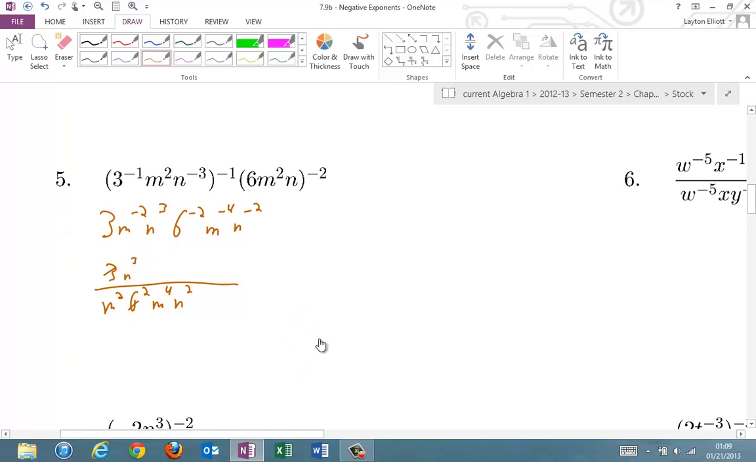3 and the 6 are going to cancel, giving us 1 and 2. So we have a 2 in the denominator. Let's see what the m's do. We have m to the 6th in the denominator, and then we have n to the 1st power in the numerator.